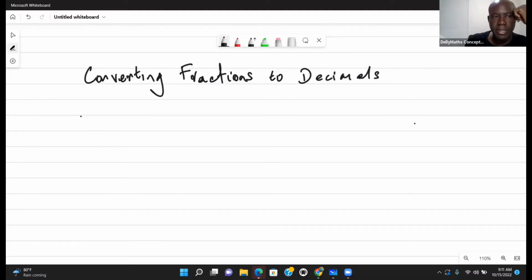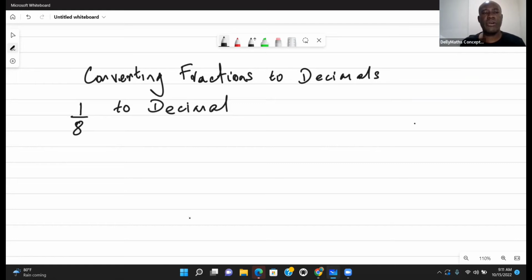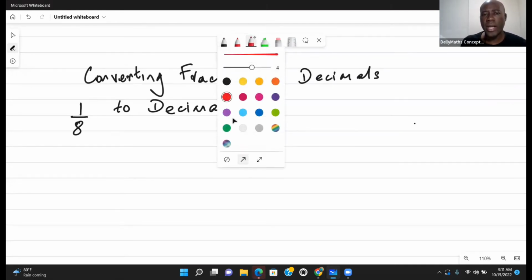Some fractions. For example, let us say we have 1/8, and we want to convert 1/8 to decimal, right? So everything that we have here, we want to convert them to a decimal. So how do we convert 1/8 to decimal? First, we want to actually know what's the divisor and what's the dividend.